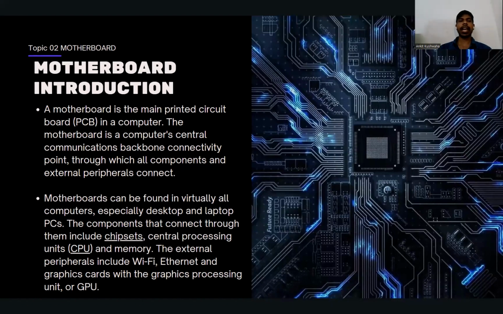Hello, I am Ankit. I will be discussing the motherboard. Basically, a motherboard is the main printed circuit board, PCB, in a computer. The motherboard is a computer's central communication backbone and connectivity point through which all components and external peripherals connect. Motherboards can be found in virtually all computers, especially desktop and laptop PCs. The components that connect through them include chipsets, central processing units, and memory.